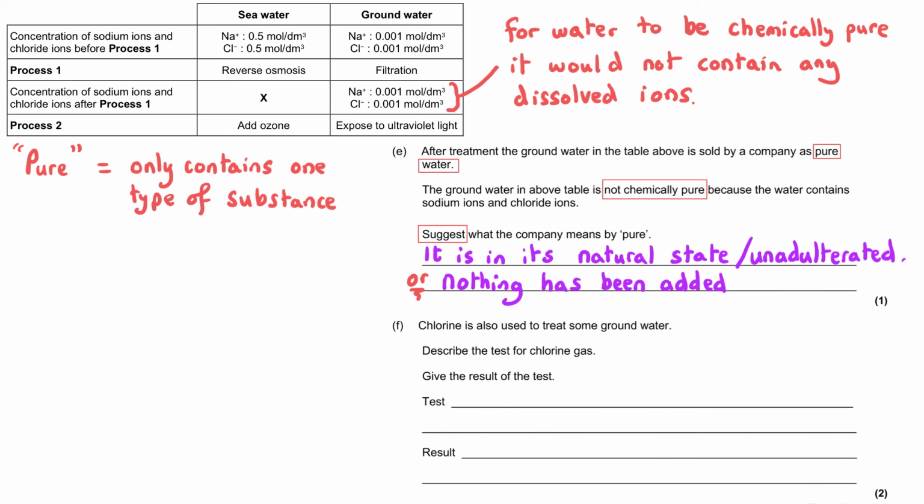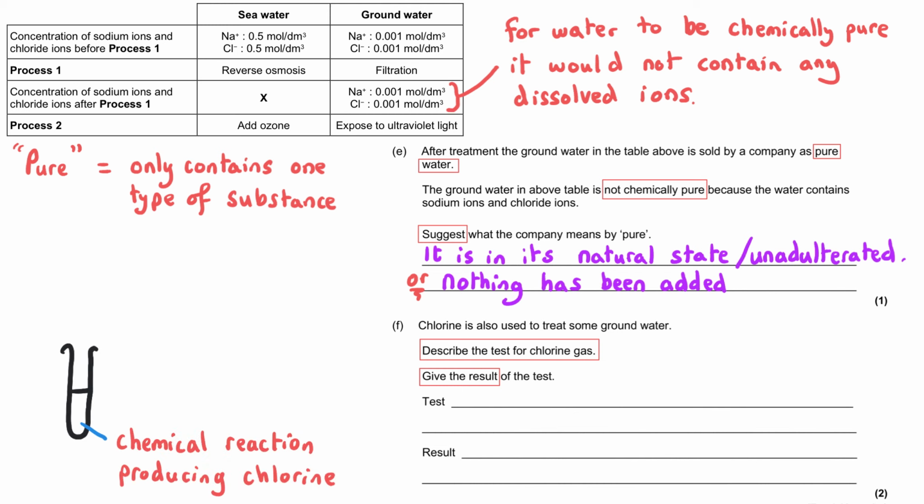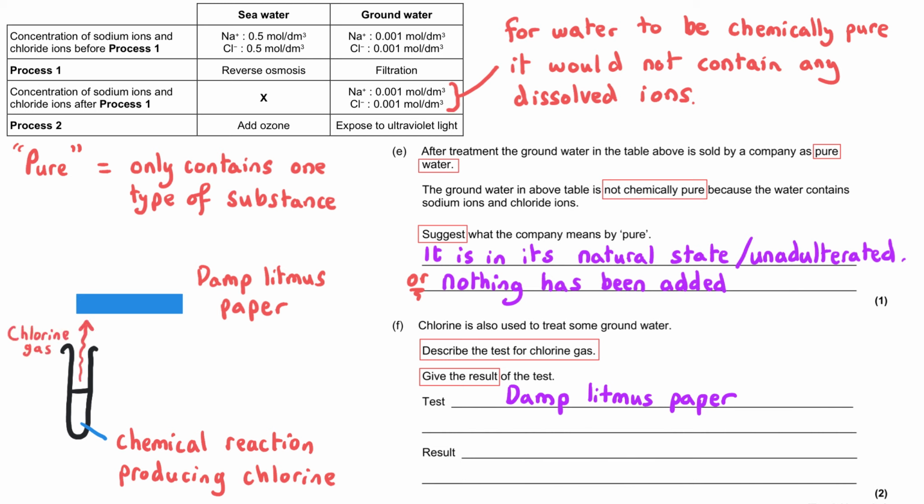And then we're told that chlorine is also used to treat some groundwater. That's to sterilise it. That's another mechanism for destroying those microbes. And we've been asked to describe the test for chlorine gas and give the results. There's 2 marks here. There'll be 1 mark for each. The test for chlorine gas is to use damp litmus paper. And it's really important that it is damp litmus paper. And what the chlorine does is it turns this paper white. Or we could say it bleaches the paper.